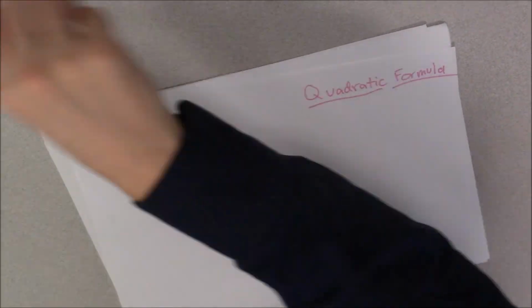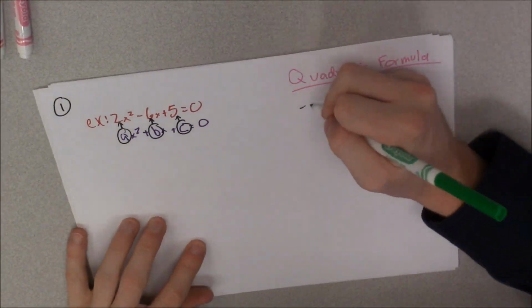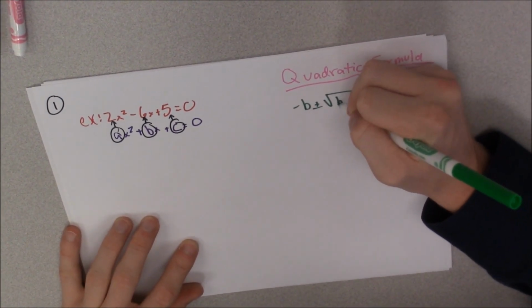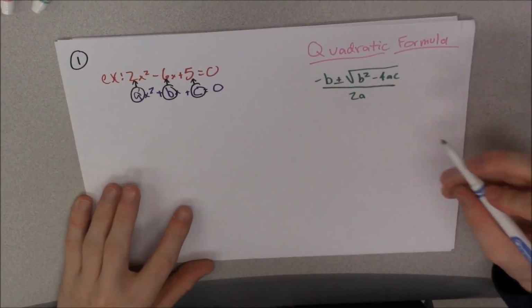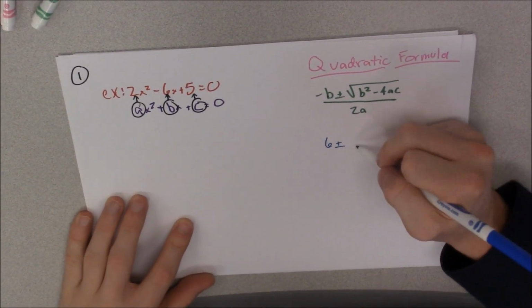Alright, so in order to do so, we're going to have to explain the quadratic formula. And this formula is used as negative b plus or minus the square root of b squared minus 4ac over 2a.